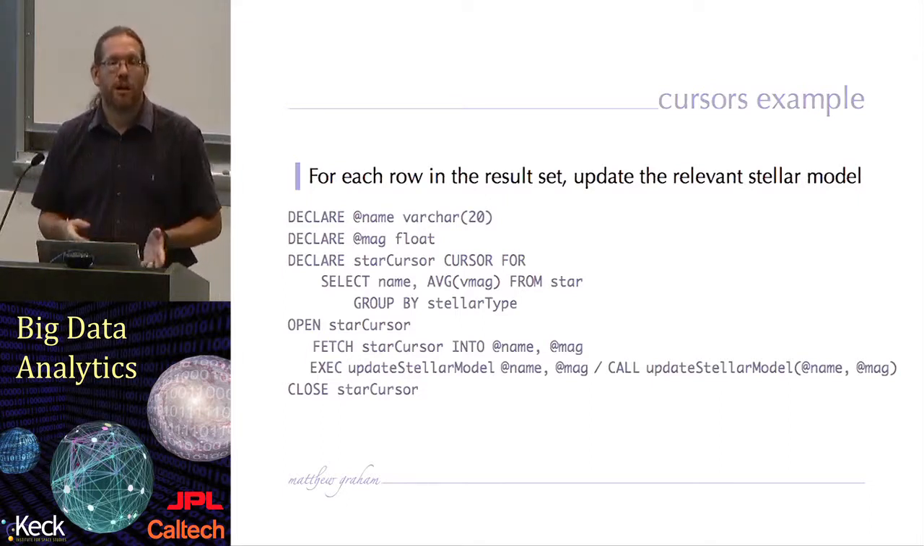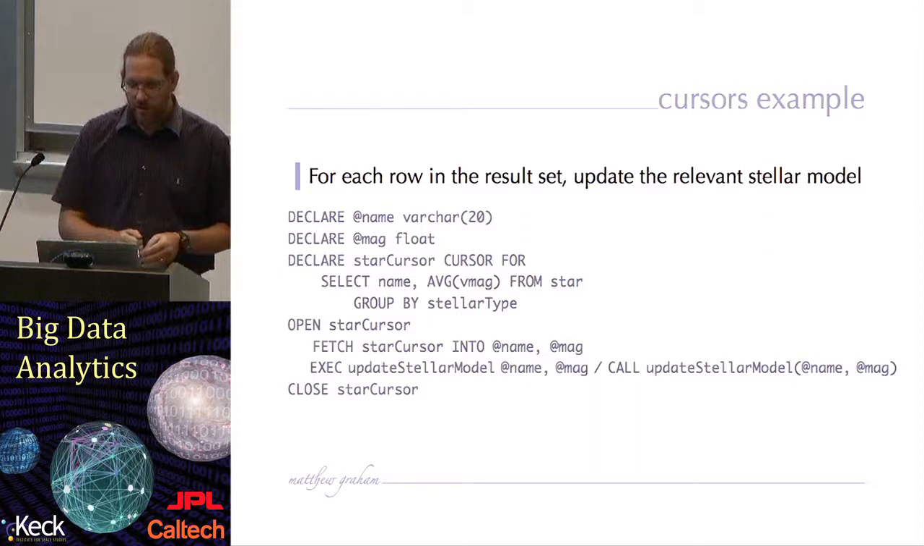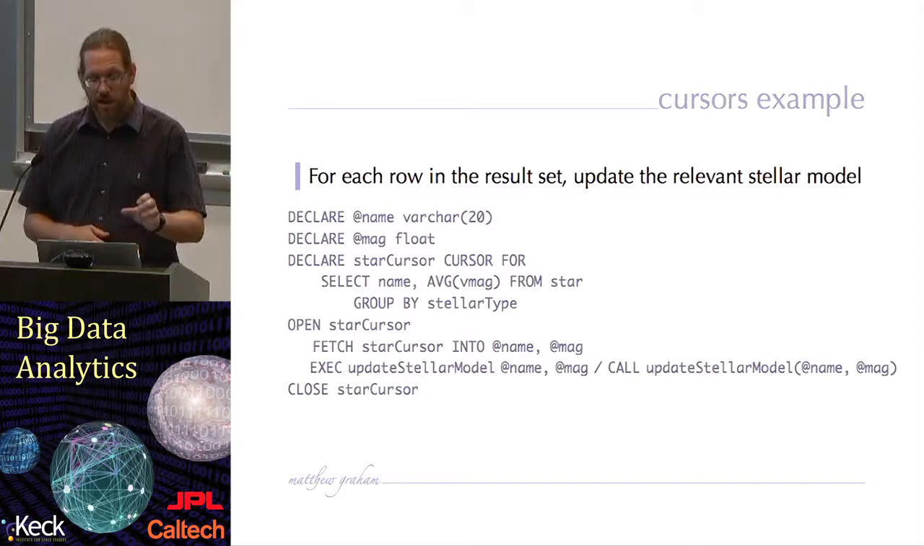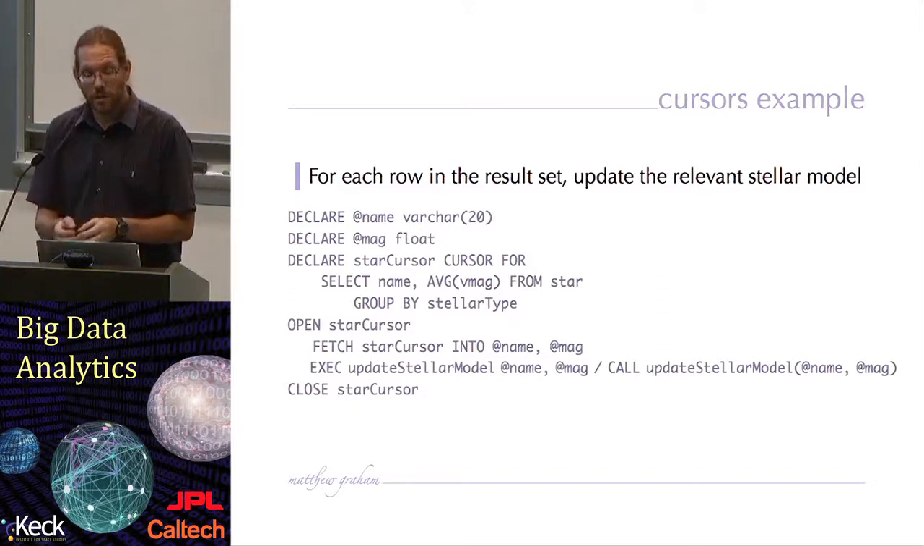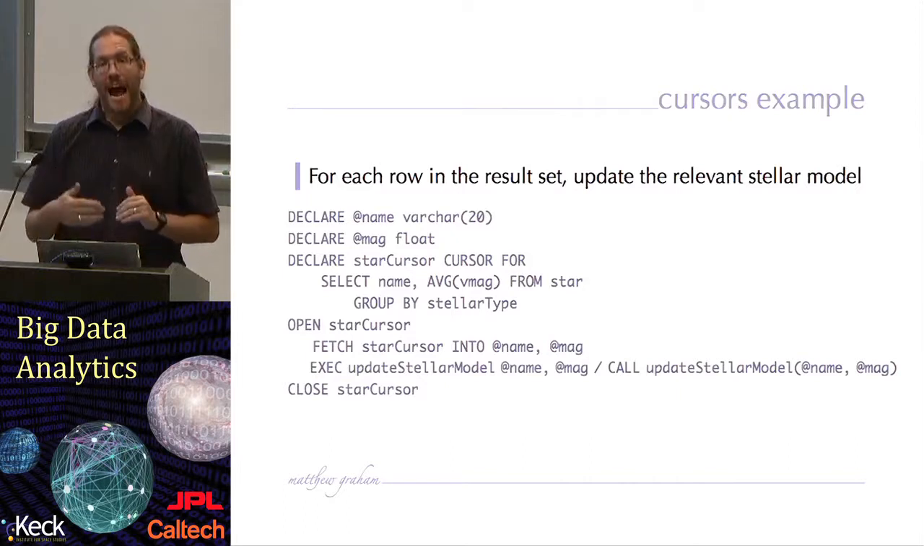For some reason, we can't do this as the result of a join. So the syntax is, we first of all declare a number of variables. We declare a name variable and the data type on that, varchar(20). We declare a magnitude variable, and it's of the float data type. And then we declare our cursor.